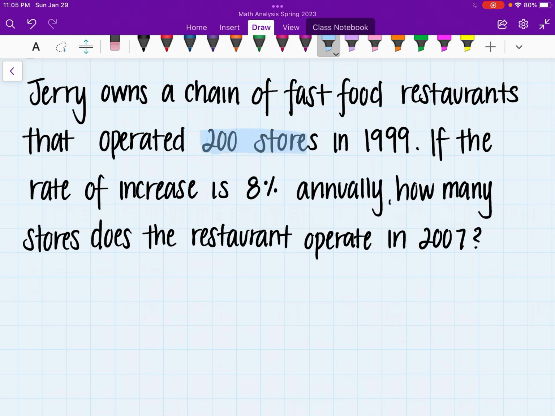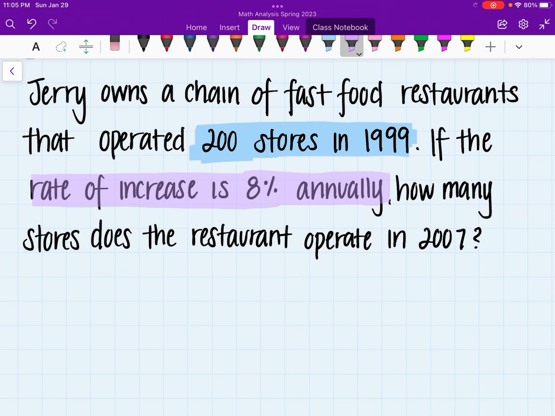First of all, they're telling us that Jerry here owns or operates, in this case, 200 stores by the year 1999. It also mentions that his business has a rate of increase of 8% annually, right? And then it also mentions, how many stores does he have by 2007? So how many stores does he have operating by 2007?